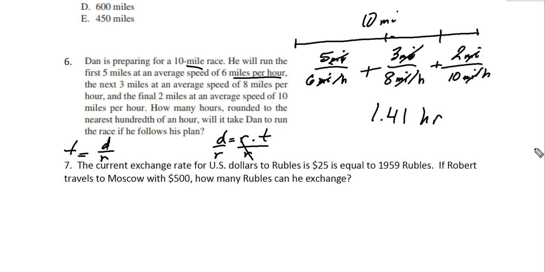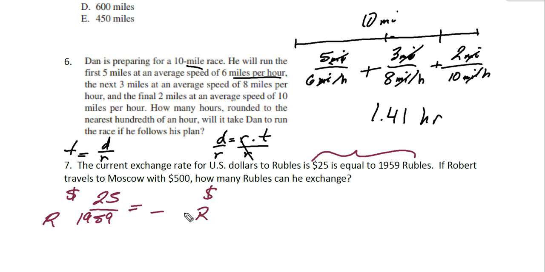All right, so use some purple here. This one is actually just a straightforward proportion. So this is one ratio that we know. $25, I'm just going to write a little dollar sign, is 1,959 rubles. I'm just going to write a little R there. Remember, we want the units to go on the same side. All right, so when he travels to Moscow and brings $500 with him, we want to know how many rubles is that. So we're going to cross multiply.